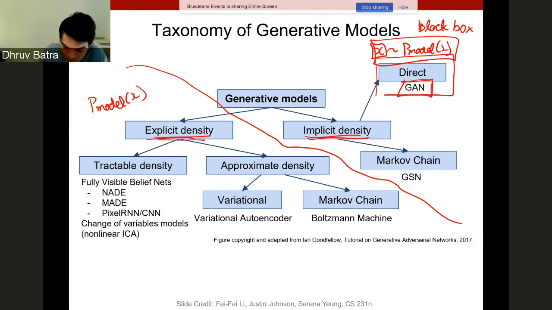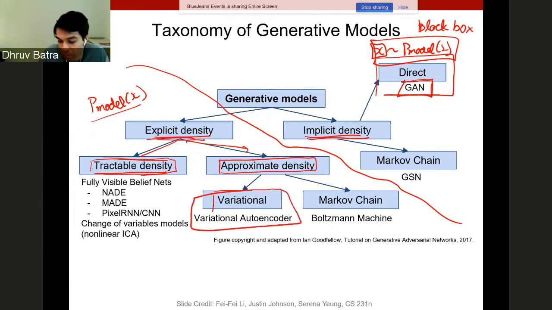Within explicit density models, there are two subfamilies. One where we make assumptions such that P model is a tractable function. Tractable meaning that we can explicitly and easily compute it in, let's say, polynomial time or some low complexity. And then there are approximate density models where it is intractable. They require integrals to be solved for P model to be computed. And we do not have exact algorithms for computing P model of X. We have approximate algorithms, and that is where variational autoencoders fall, among other things.